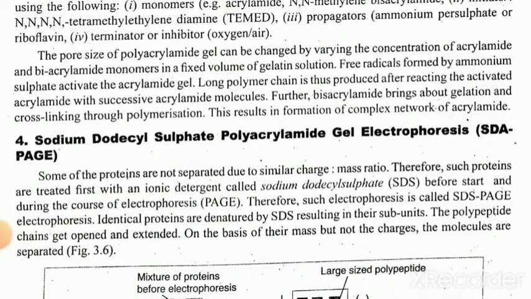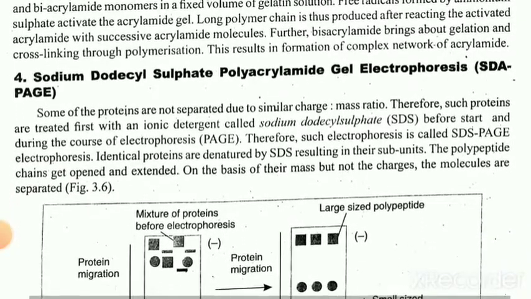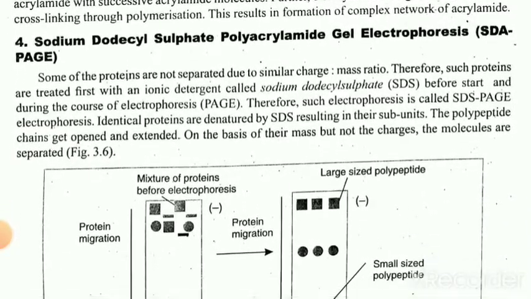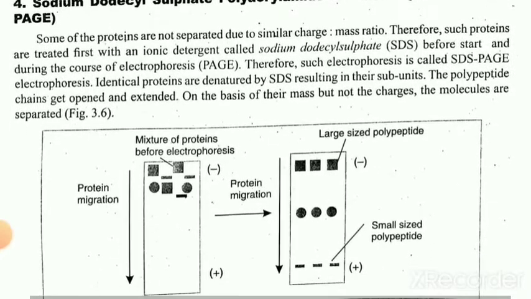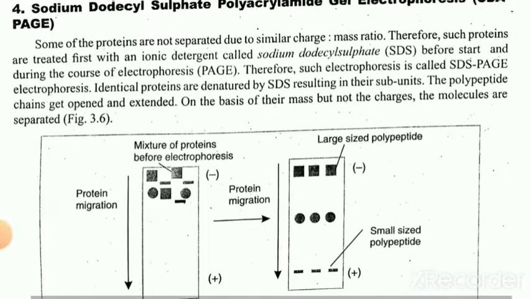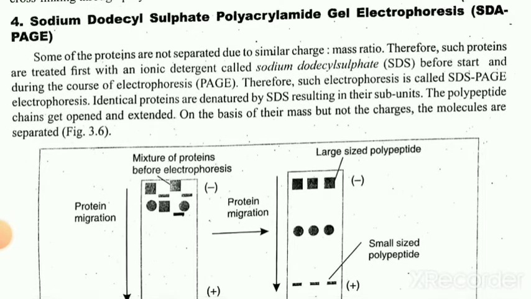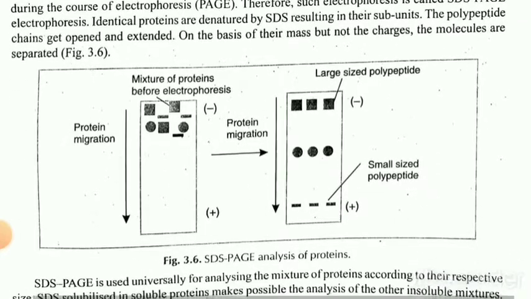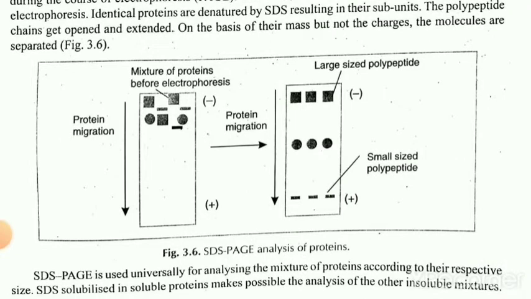4. Sodium dodecyl sulfate polyacrylamide gel electrophoresis, SDS-PAGE. Some of the proteins are not separated due to similar charge-mass ratio. Therefore, such proteins are treated first with an ionic detergent called sodium dodecyl sulfate, SDS, before the start and during the course of electrophoresis. Therefore, such electrophoresis is called SDS-PAGE. Identical proteins are denatured by SDS, resulting in their subunits. The polypeptide chains get opened and extended. On the basis of their mass but not the charges, the molecules are separated.